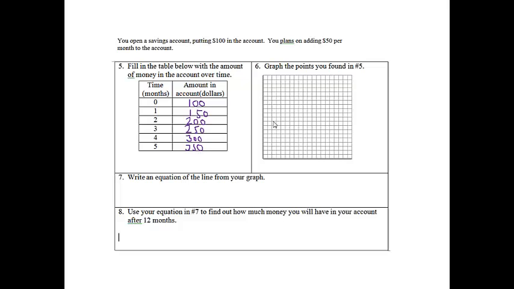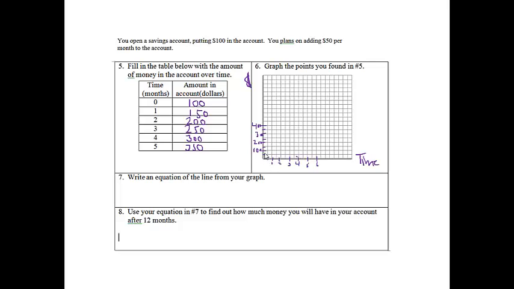And then question 6 says to graph the points. Well, one of the most important things is to label, so I will put time on the x-axis, and then I'll put dollars or your amount on the y-axis. I'm going to go 1, 2, 3, 4, 5, 6. Otherwise they're a little bit close together, but if you didn't do that, that's okay too. I need to get up to 350. I believe I'm just going to go by 50, so 50, 100, 150, 200, 250, 300, 350, 400.